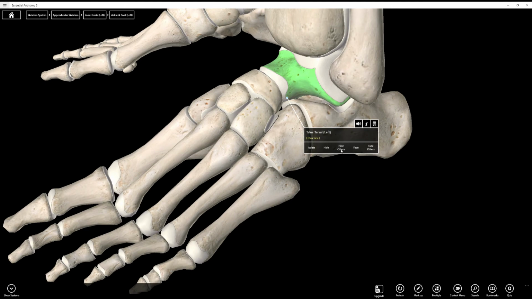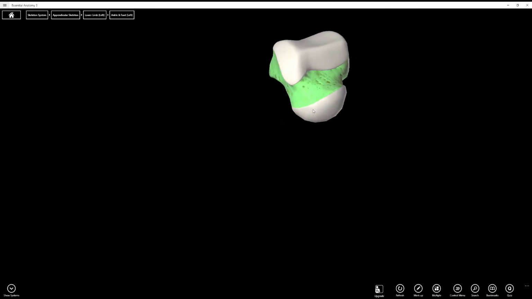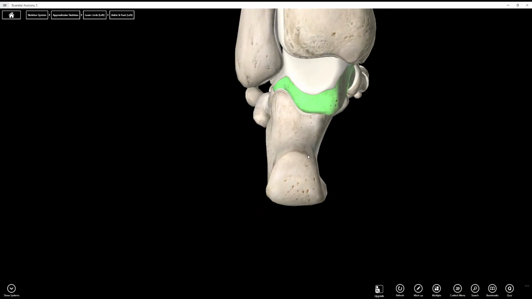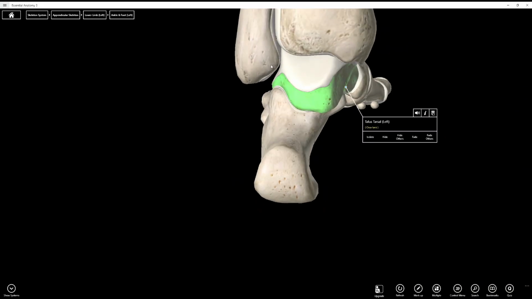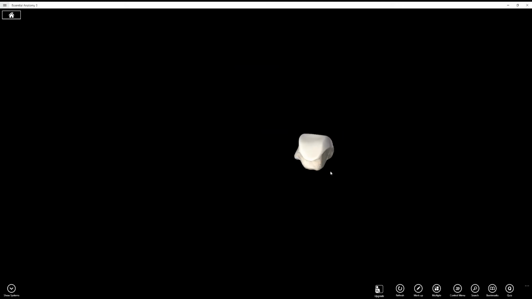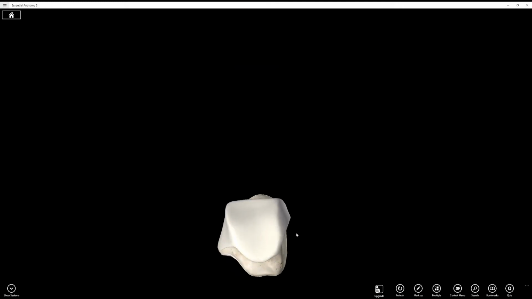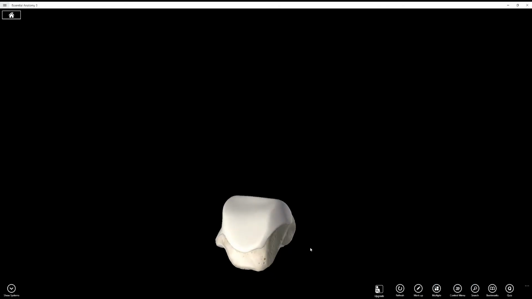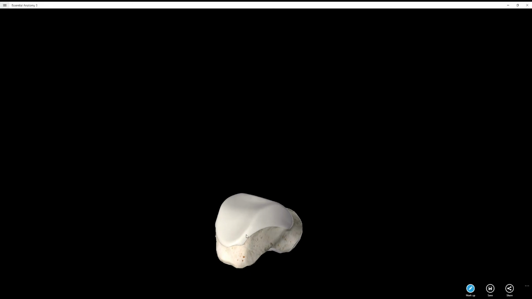So here is the talus. Pretty interesting when you look at it by itself. That's the talus. That articulates with the tibia and the fibula. And let's name some stuff on it here. This superior articular surface here is called the trochlea. And then we have medial and lateral malleolar facets. So these are the sides.